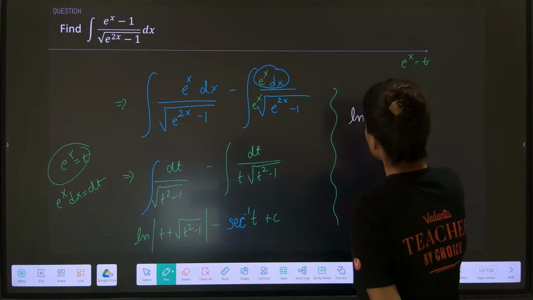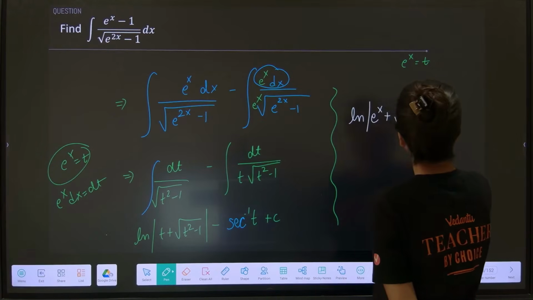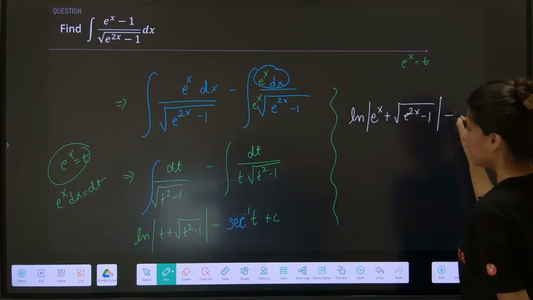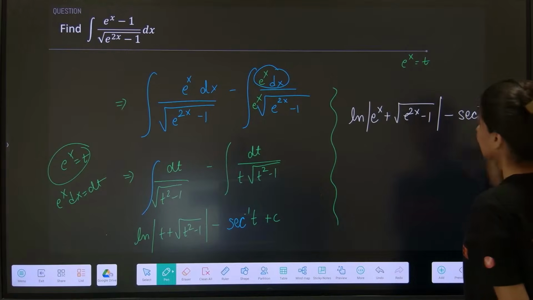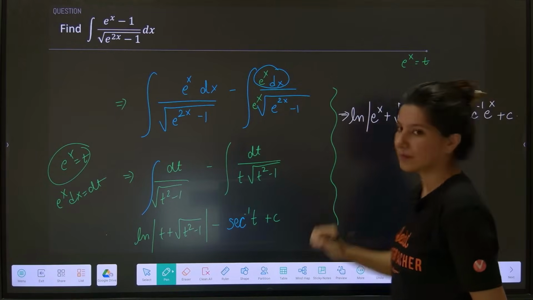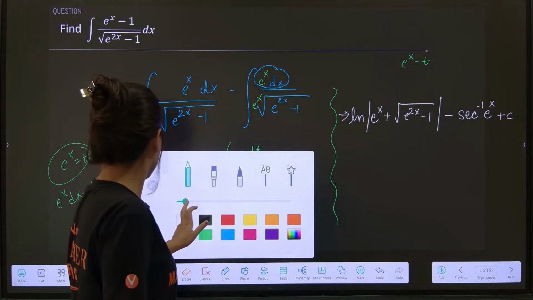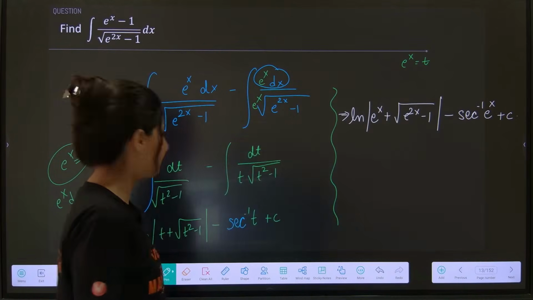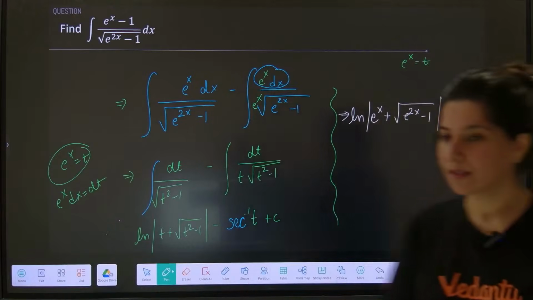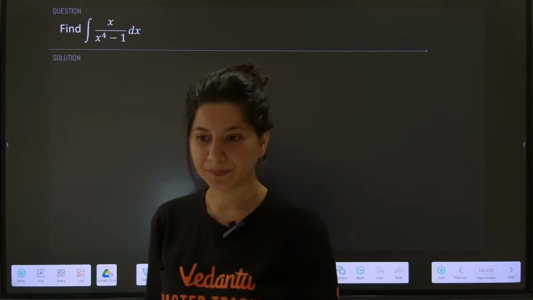So log of mod of e power x plus square root of e power 2x minus 1, okay, minus sec inverse e power x plus c. This is your answer. Okay. All right. Yes? Clear? Chalo. Next question, let's see the next question.